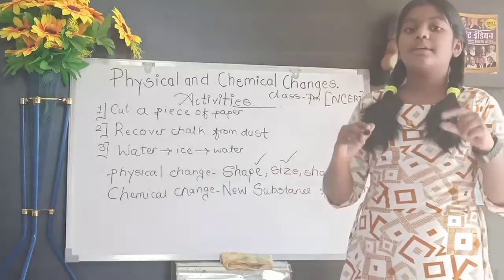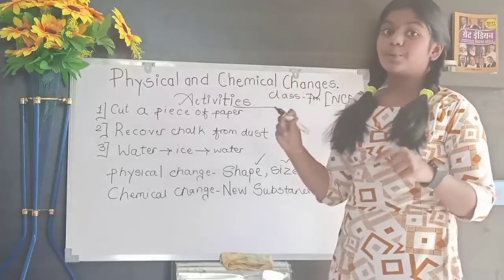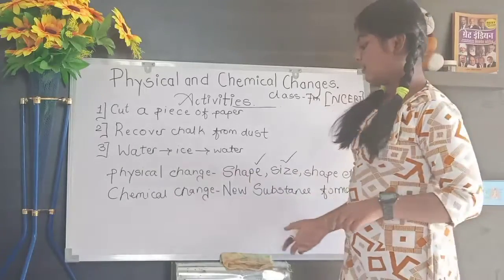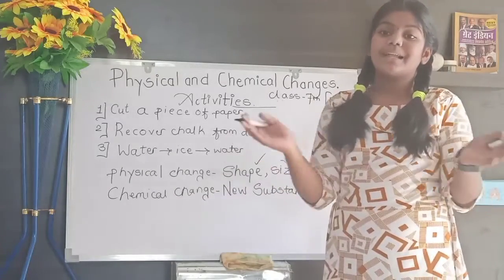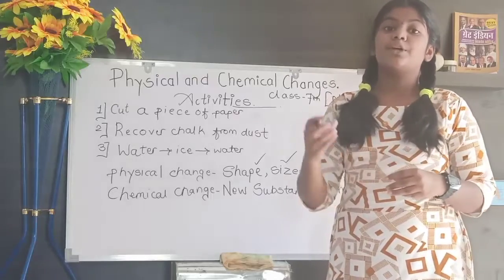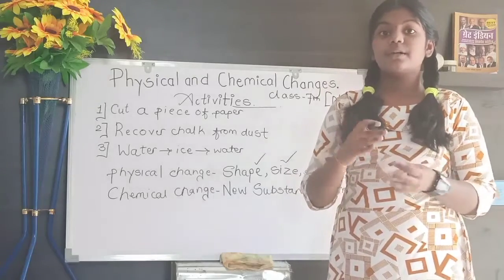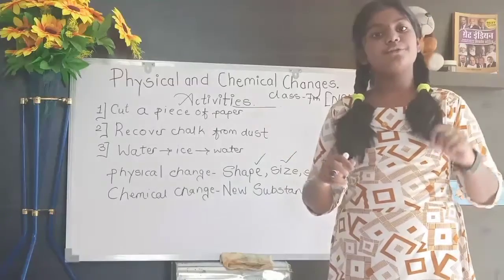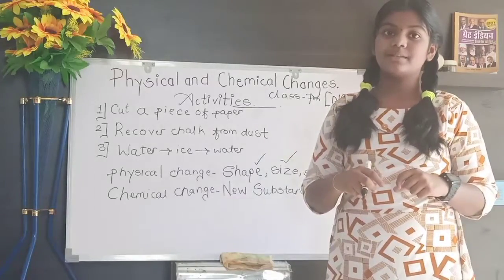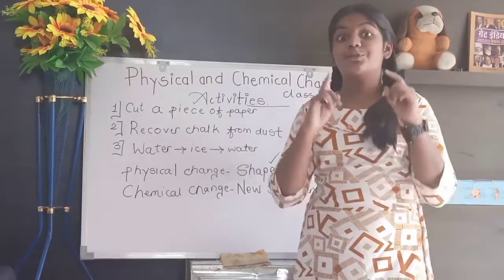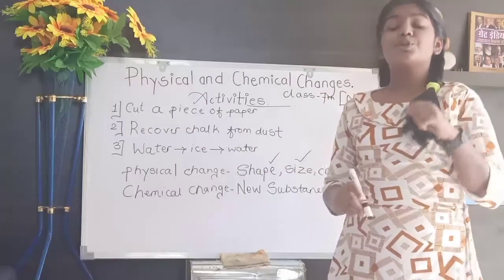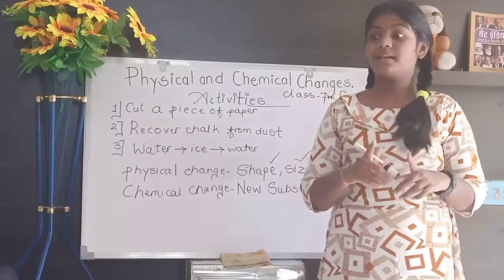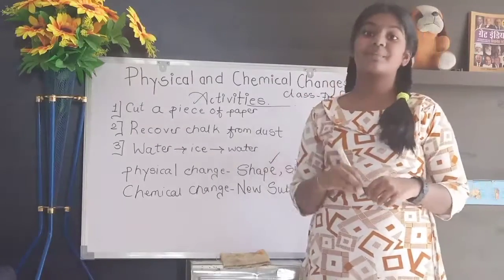Now the second example: recover chalk from the dust. In school, if your teacher is writing on the board, you can see some chalk dust down the board. If you collect all the dust, add some water to it, roll the dust into the piece of chalk and keep it for drying, then what will happen? We will get chalk. If you want to see this activity practically, then you will need to see it practically.